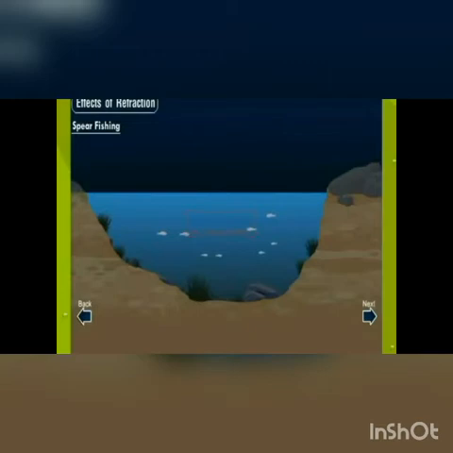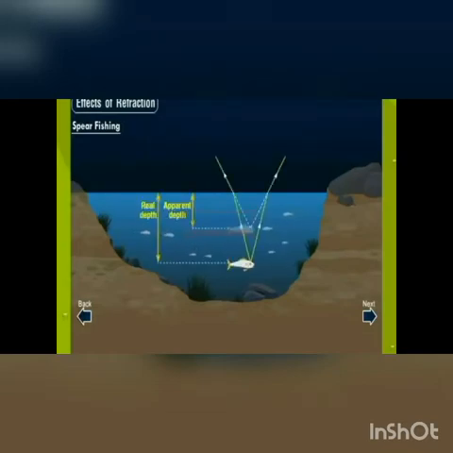During spear fishing, the fisherman aims at the tail of the fish. When a fish in clear water is viewed from an angle, its image appears ahead of its actual position, as it is raised up due to refraction of light from water to air.